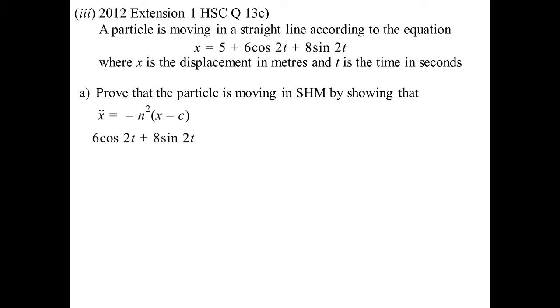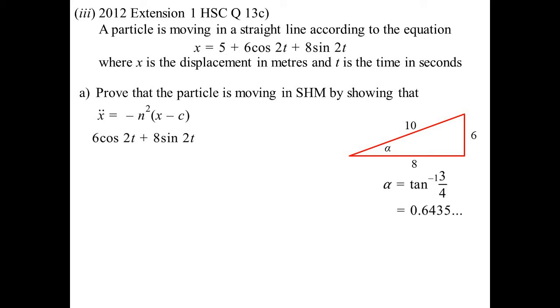6 cos 2t plus 8 sin 2t. I notice the angles are the same. So let's turn it into one trig function. Sine or cos? What do we want? I went for sine. Sine, cos, cos, sine. So we end up with 10 sine (2t plus alpha). I didn't bother writing down inverse tan of 3/4, but that's what alpha is. Obviously, I need to note it somewhere. So x equals 5 plus 10 sine (2t plus alpha).